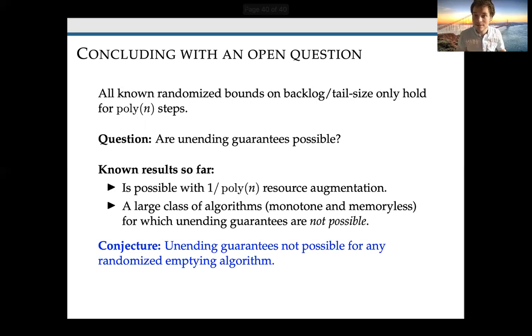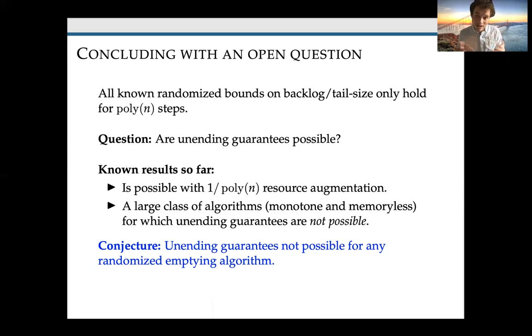So there's some progress on this so far. In this paper, we make 2 pieces of progress. First, we show that if you have a very small amount of resource augmentation, which is to say that the emptier gets to empty out slightly more than the filler puts in each step, then unending guarantees are possible. On the other hand, we show that if you don't have that resource augmentation, then all of the known algorithms, in particular any algorithm that has the property of being what we call monotone and memoryless, can't give an unending guarantee. So unending guarantees stop being possible in that situation.